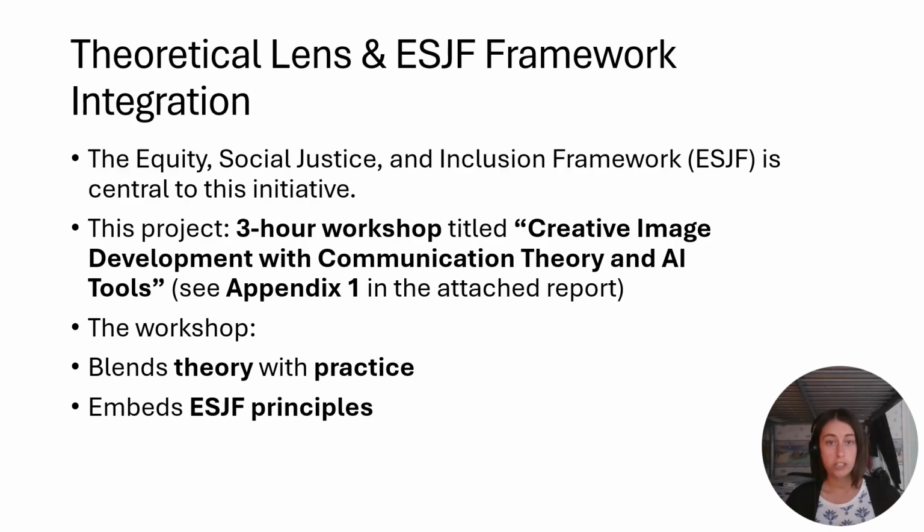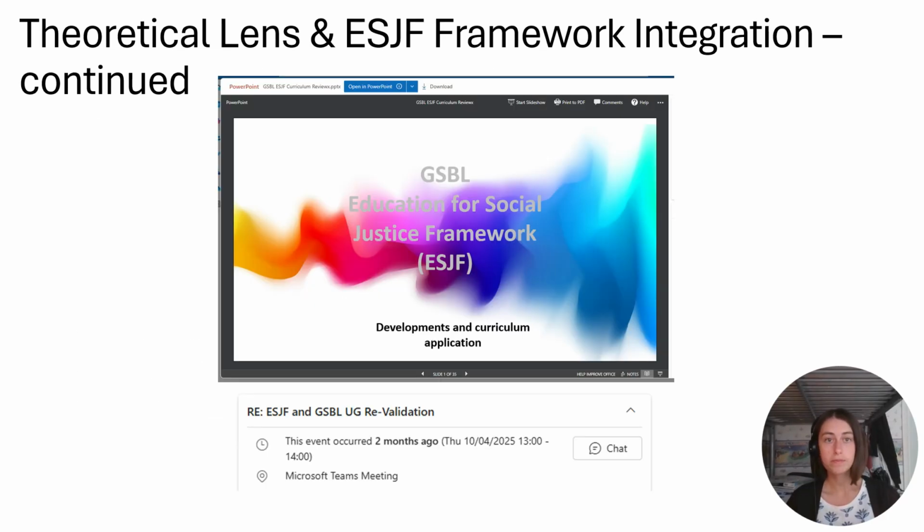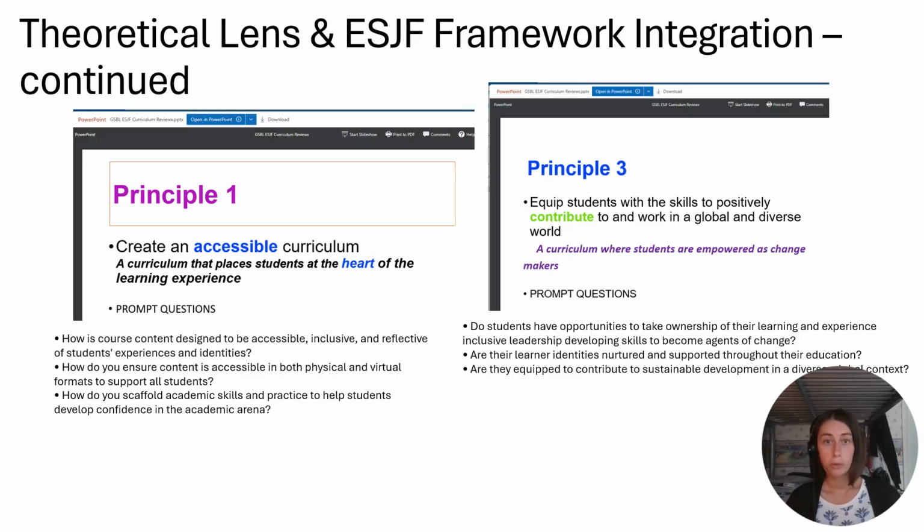It embeds ESJF, equity, social justice and inclusion, so students can create content in ways that feel culturally authentic, accessible, and fair. These principles are directly promoted under the London Met Centre of Learning, which were also promoted around the time of recent calls to revalidate the current undergrad GSB school courses. This workshop directly draws on two key principles, including Principle 1, which calls for accessible, inclusive content that reflects student identities. They also align with Principle 3, which promotes student ownership and leadership.